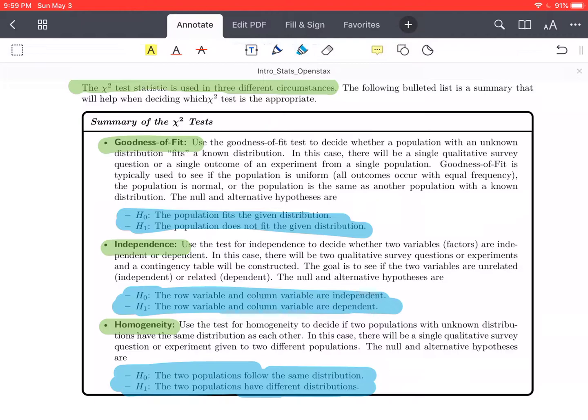So that brings us to the end of chapter 11, to the end of our discussion on the chi-square distribution and running these 3 tests using chi-square.